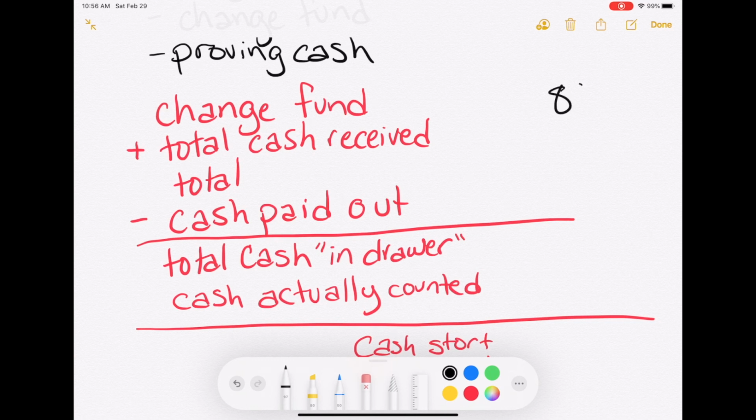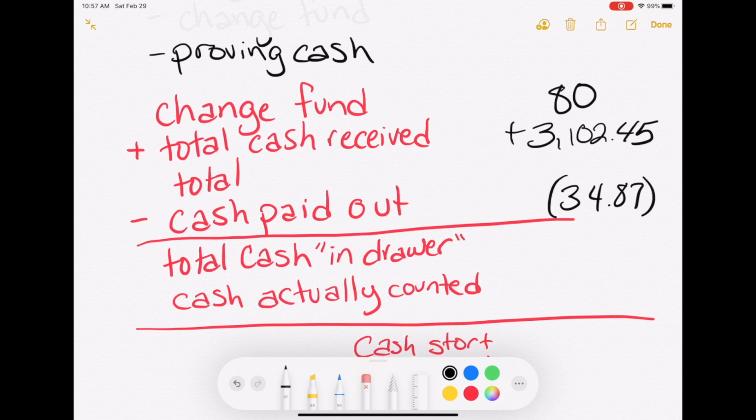our change fund is only going to be $80 this time. When she read the cash register totals at the end of the working day, they showed $3,102.45 received and cash paid out of $34.87. Subtracted, added in. So what should be in the drawer is $3,147.58.